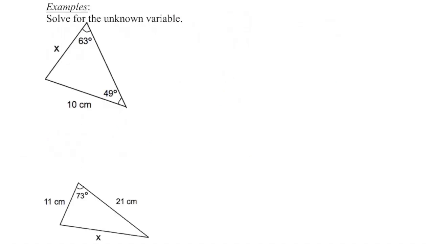The next 2 examples already have diagrams drawn, and neither of them is a right angle triangle. So your only 2 strategies are going to be the sine law or the cosine law. I want you to pause this video again and see if you can figure out which of those 2 you need to use to solve for the missing variable, and then how would you go about doing so.